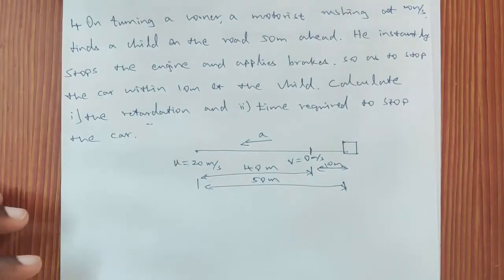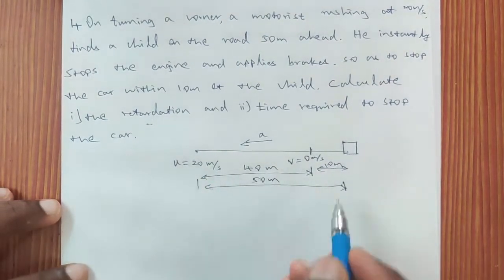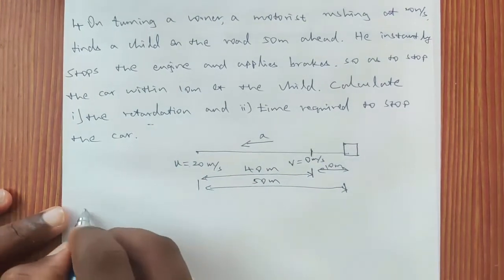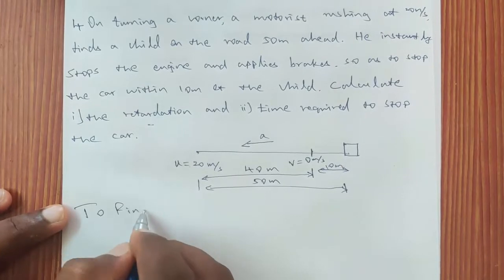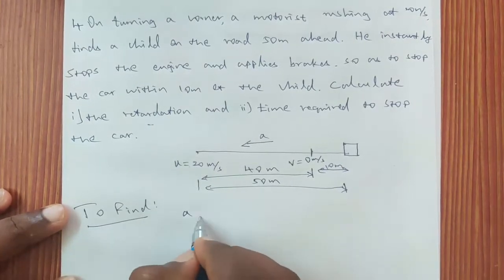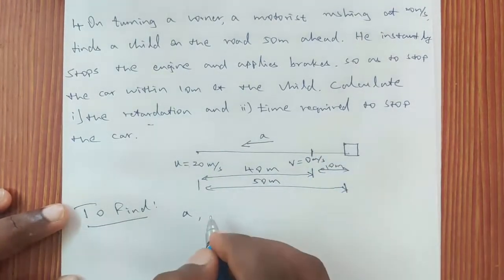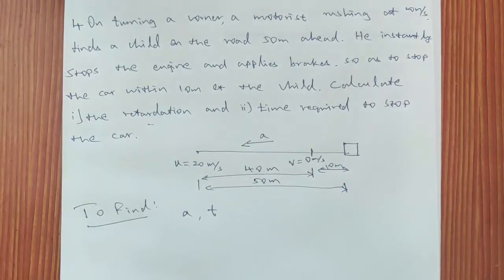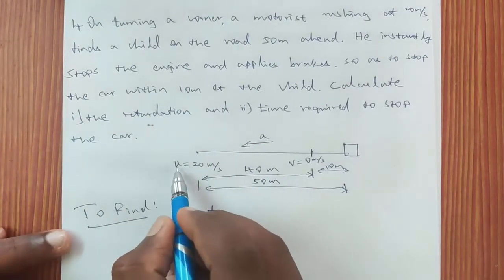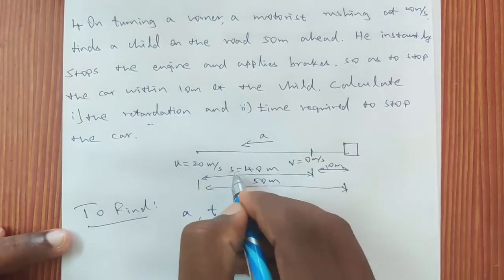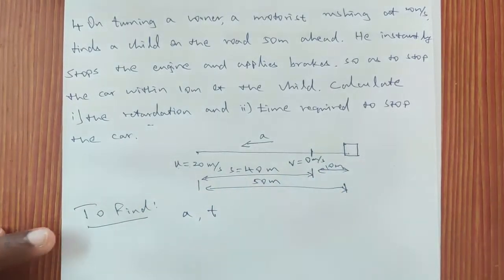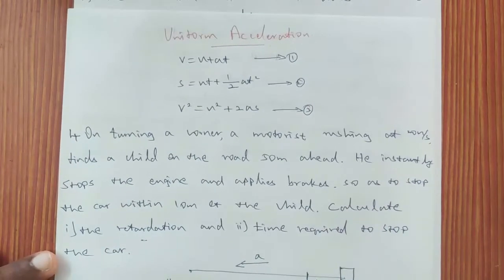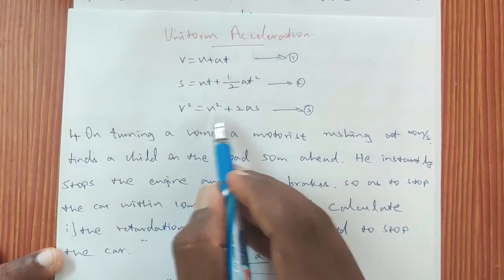Okay, now we will go to the problem. So these are all the given data. We have to find out the retardation, that is a, and the time taken to stop the car, it is t. In this problem we have u, s and v. We have to find out the value of a. So go to the equations. We have u, s and v.